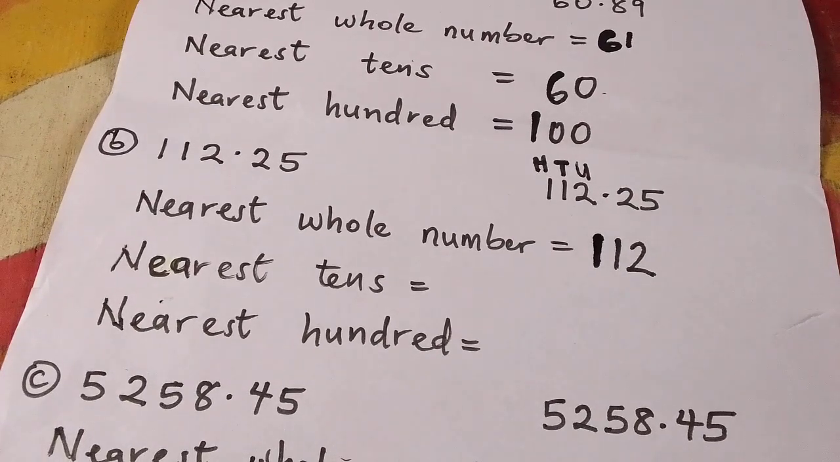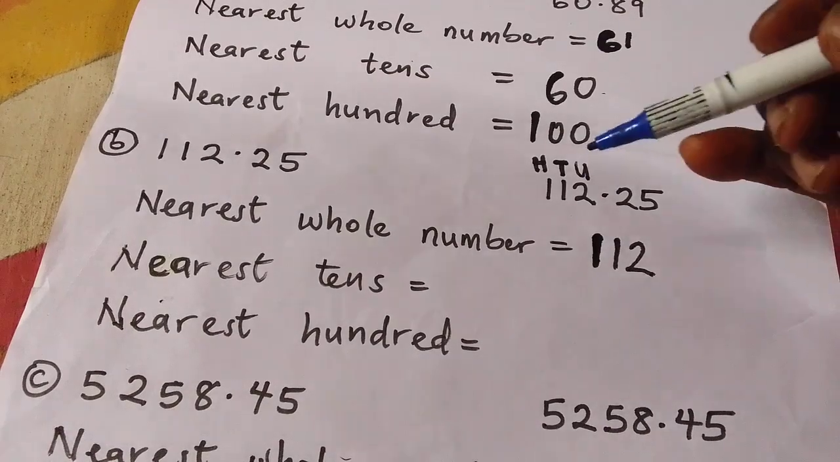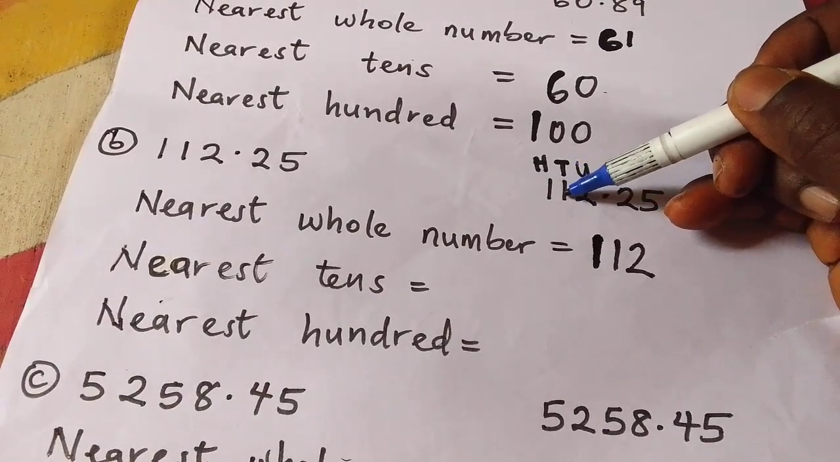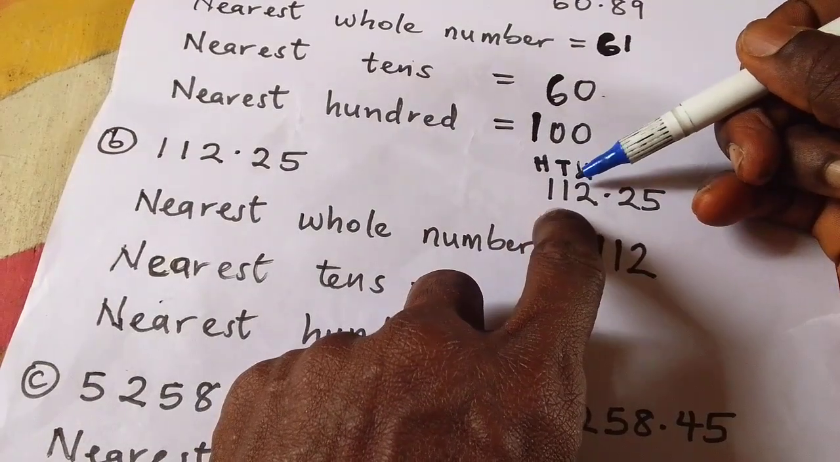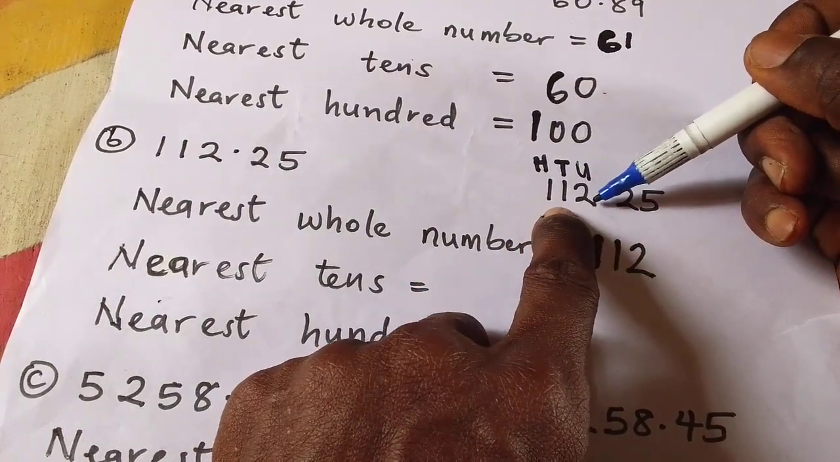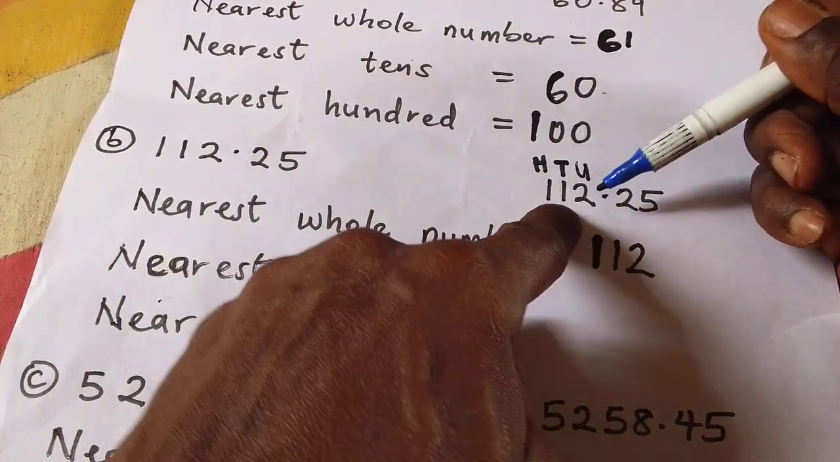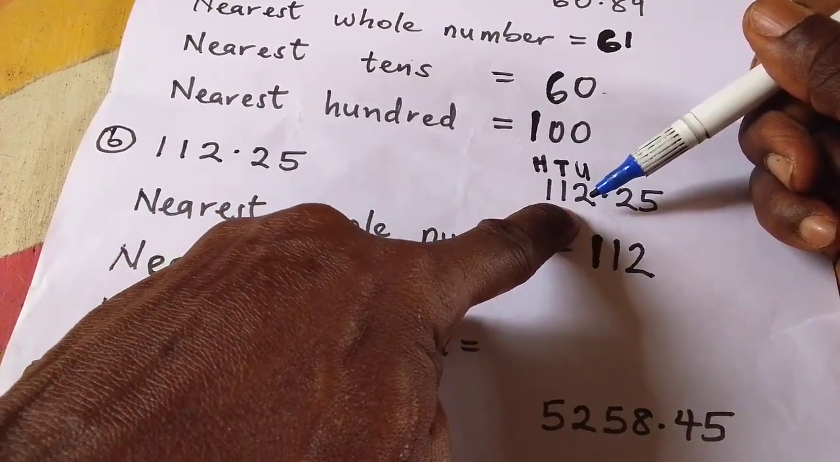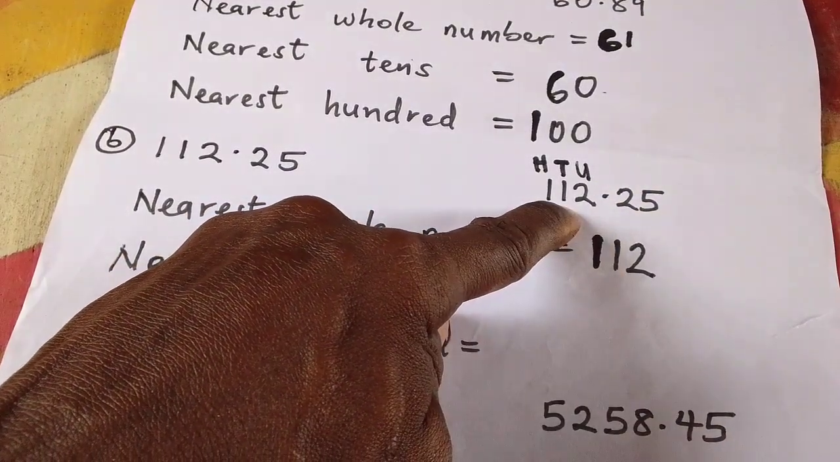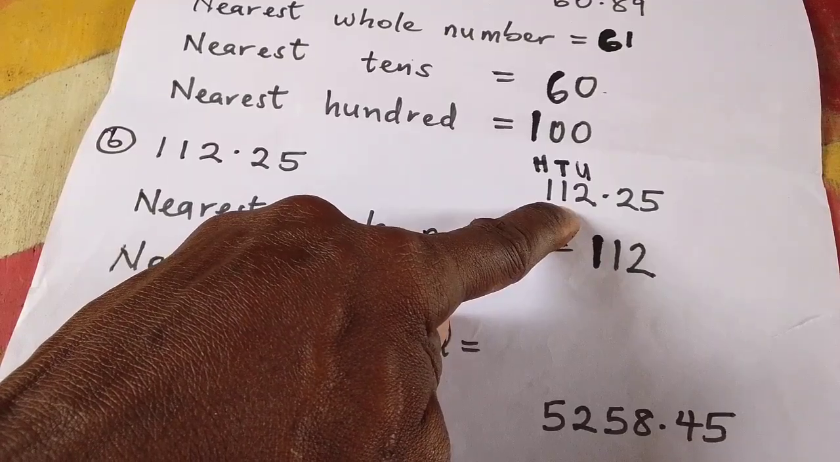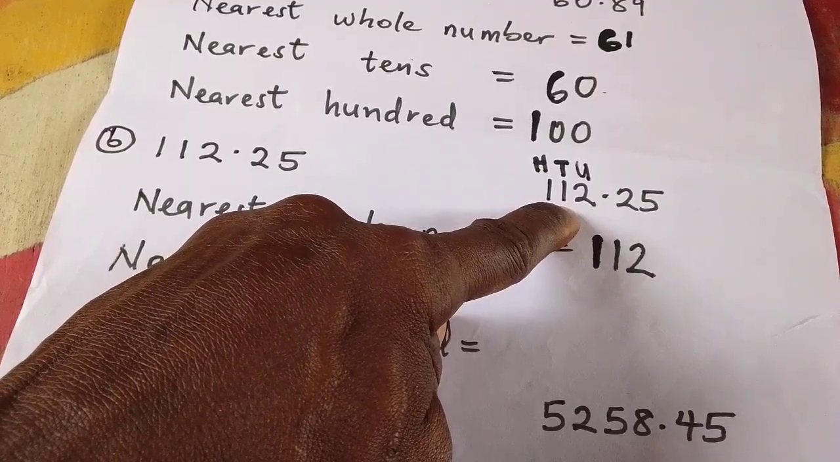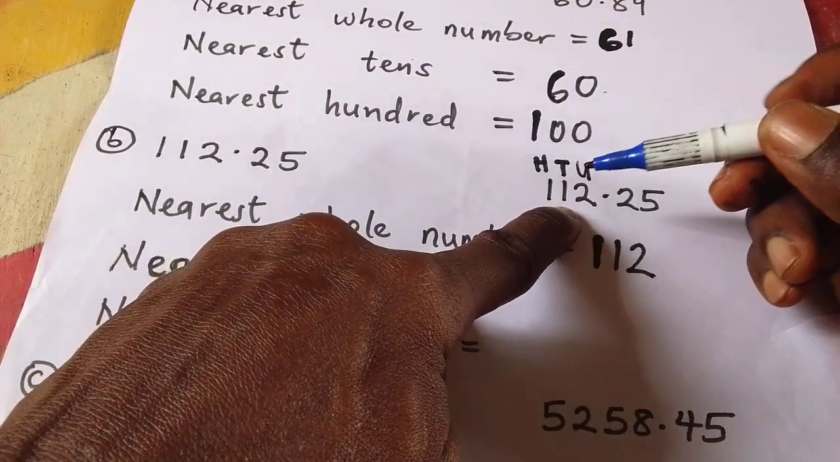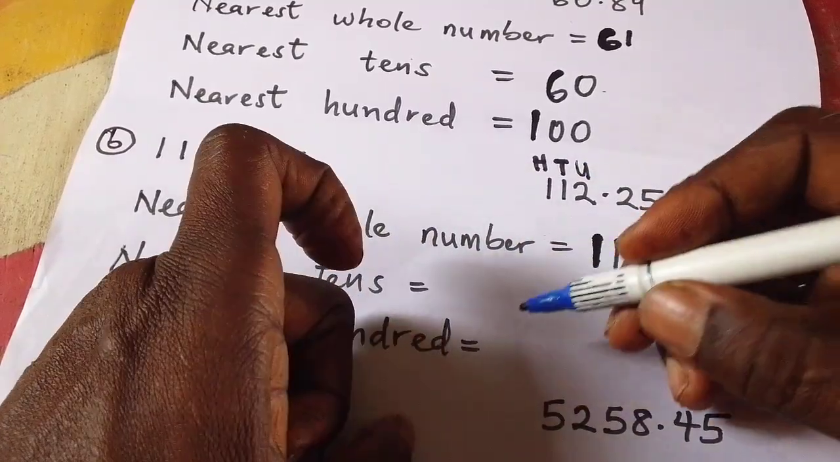Now you have to do this again to the nearest tens. Look at this. Under tens you have 1 here. The next number after this one is 2. This number is not up to 5. If you are having a whole number, the other numbers will turn to 0. So since this number is not up to 5, that means you now have what?